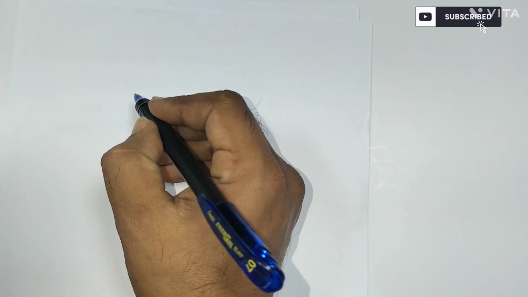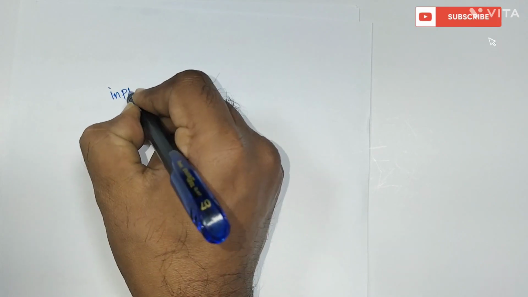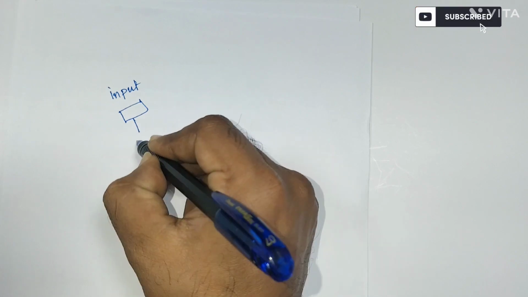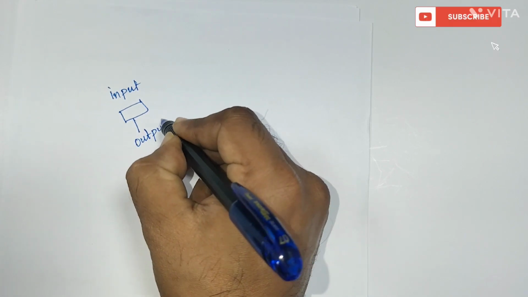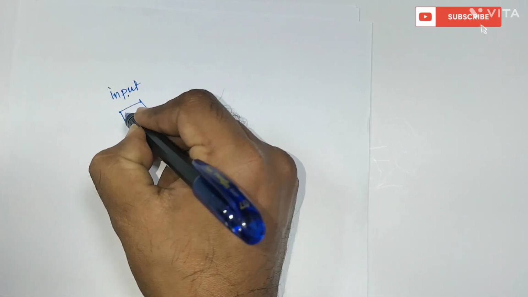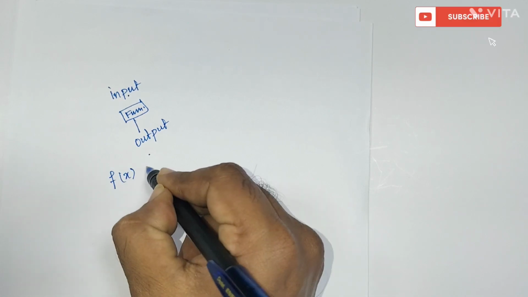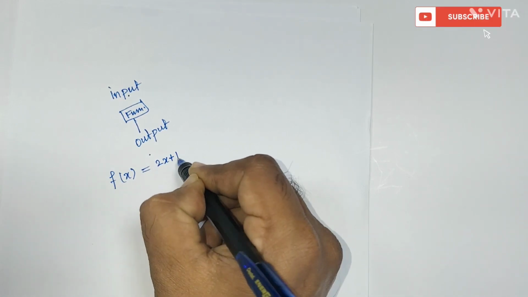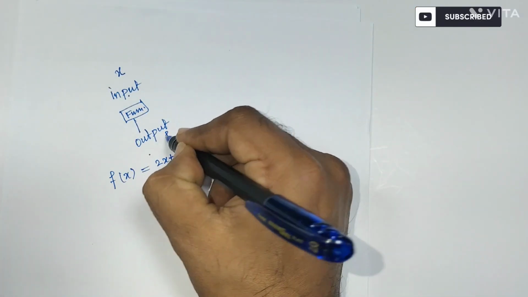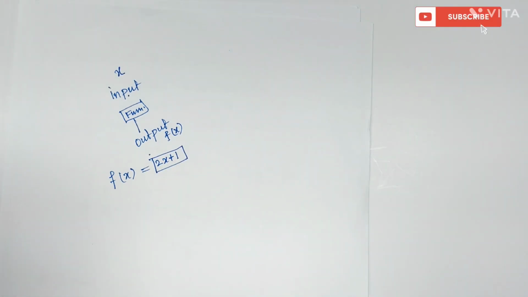You can understand function more with a simple example. If we give one input in a function, it gives one output. That is called a function. For example, take f of x equal to 2x plus 1. The input is x, the output is f of x, and this is your function, 2x plus 1.